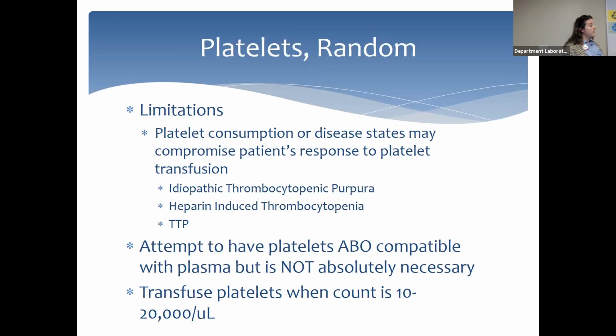And just like red cells, usually your hospital will have a threshold before you can transfuse platelets in a patient. Usually it's 10,000 to 20,000. So if your patient presents with a platelet count of 20,000, that might warrant a transfusion. For chemotherapy patients, those patients that are known leukemia patients, their threshold might be a little bit lower, 10,000, before the physician will transfuse them.